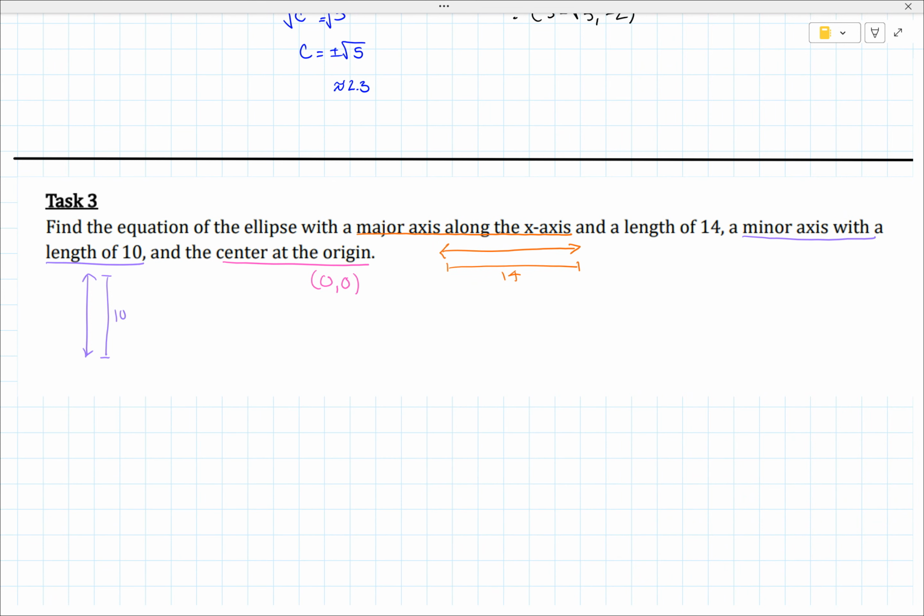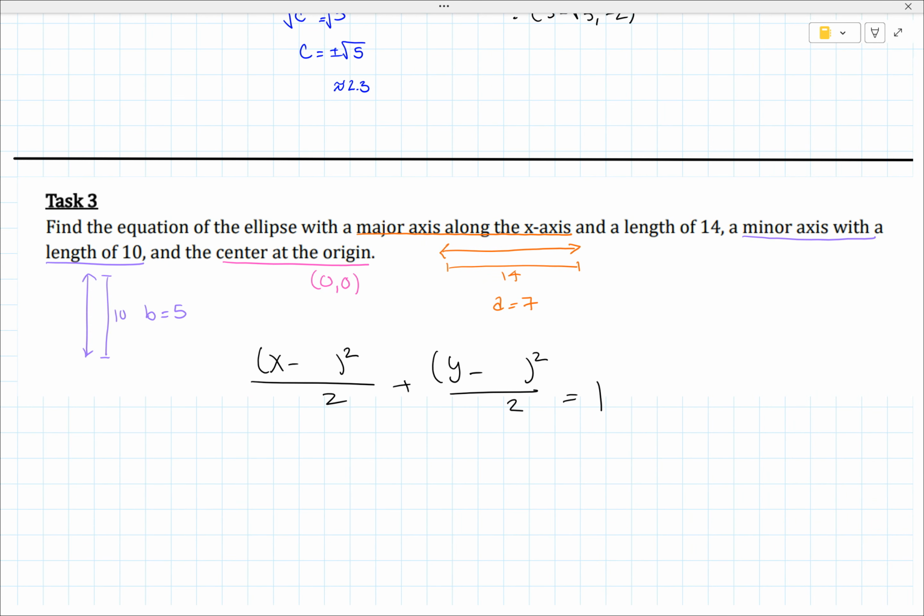All right, so to find your a value, we take the full length of the major axis and we cut it in half. So a has to be 7. And then the same process for the other axis, the minor axis. Cut it in half, so b has to be 5. Then from here we have everything we need. To make our equation, we need the center and the a and the b value. So I'm going to write out a blank equation, and we're just going to plug everything in.